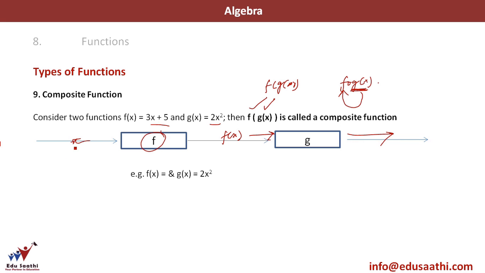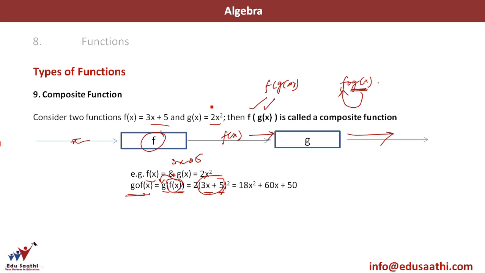So this example that I am taking here is f(x) is equal to 3x plus 5 and g(x) is equal to 2x square. Now g of f, that means g of f(x). First I'll find out the value of f(x), then the output of that will be the input of g. So if you look at it, 3x plus 5. Now the value of 3x plus 5, which is the output of x, would be treated as the input for g.